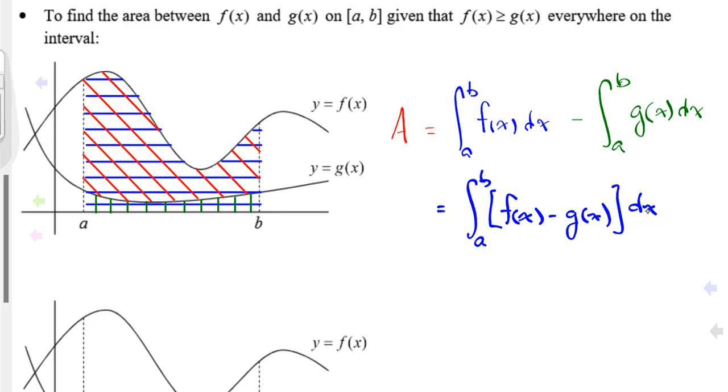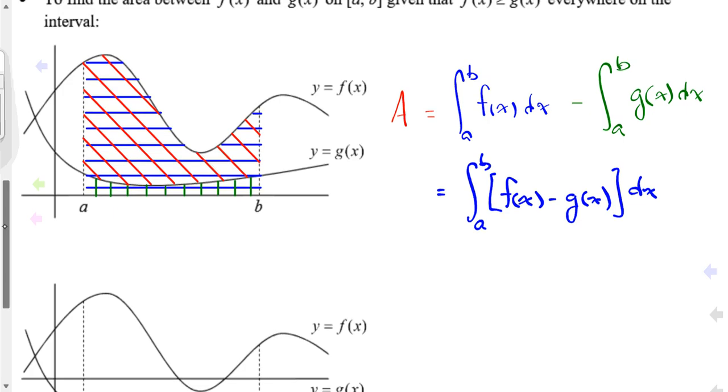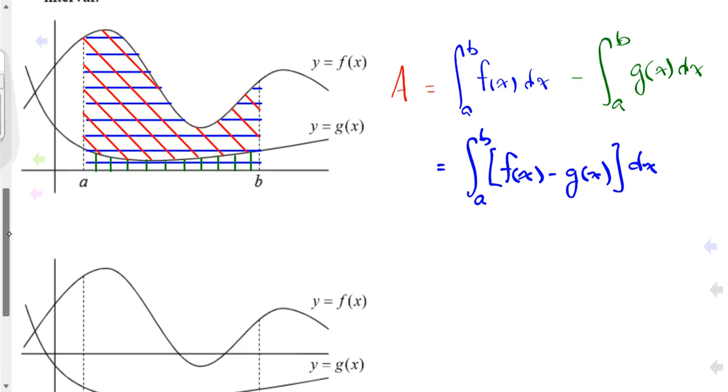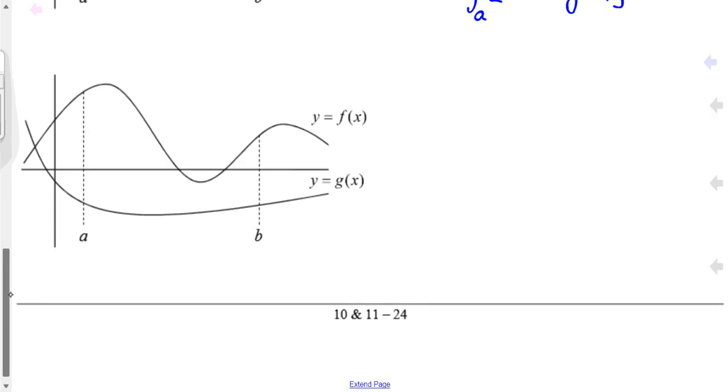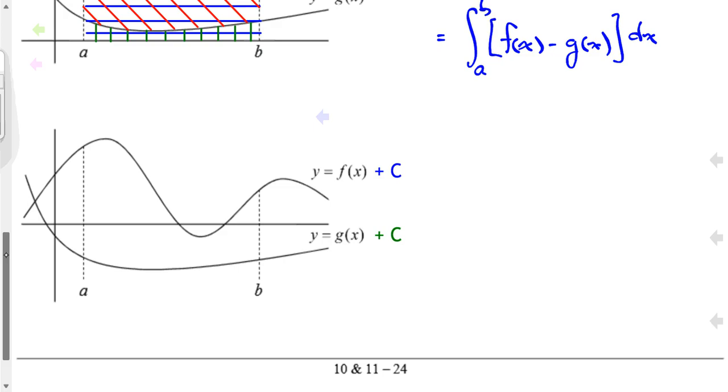Good. Now suppose our functions cross the x-axis. Then, as we look at these two functions, and those two functions, they're actually the same except for what? The vertical position. So what I could do is add some constant to both of them, and then it turns into this, right? So I could just add the same number to both, and then I get them both above the x-axis.